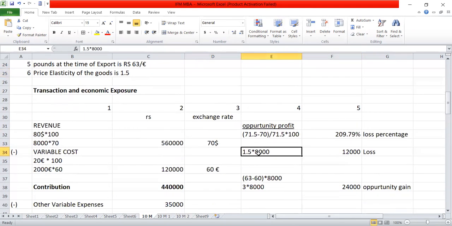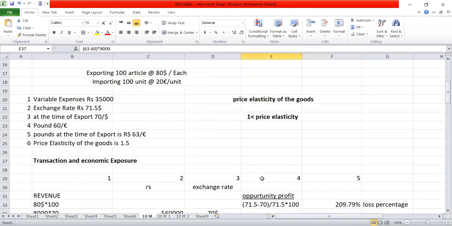So that we have converted into revenue. So 80 into 100 is 8,000. So 1.5 into 8,000, that is 12,000 loss. So 12,000 rupees is the loss that happened for us. So the same thing we have to check with the pounds also.